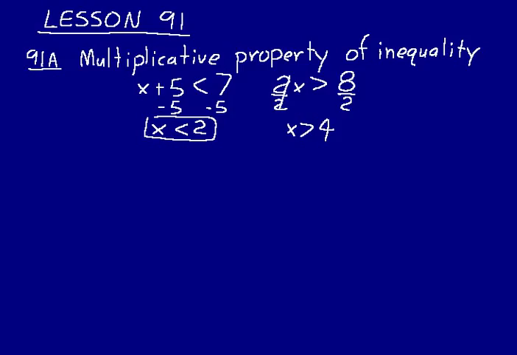The difference between the multiplicative property of equality and inequality comes when you have a negative coefficient for x. Look at this. If I had negative 2x is greater than 8, this is different. We can divide both sides by negative 2, and we have x greater than negative 4. But that's not true.